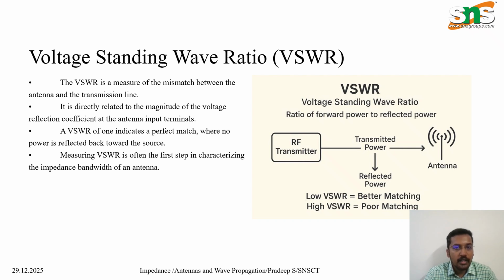VSWR is a parameter used to measure the mismatch between the antenna and the transmission line. A voltage standing wave ratio value of 1 indicates perfect matching where no power is reflected back. High VSWR values indicate greater mismatch and more reflected power. Measuring VSWR is one of the first steps in antenna impedance analysis.